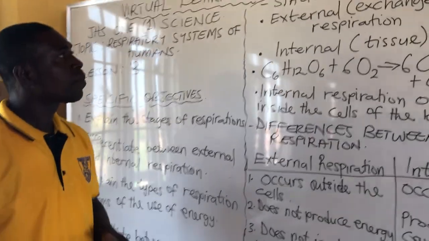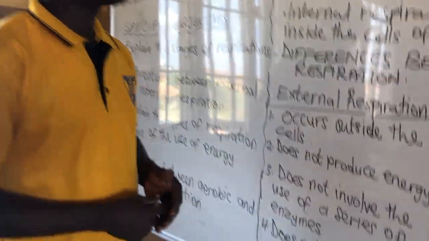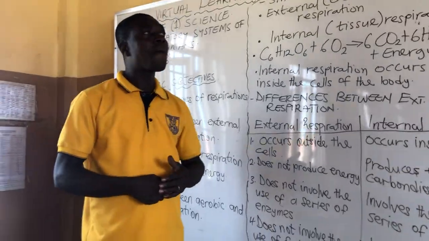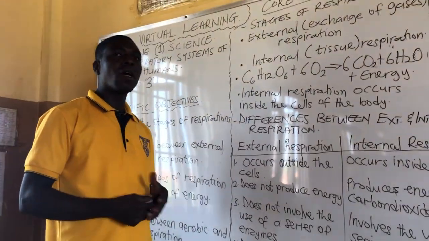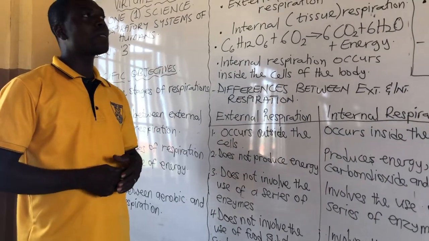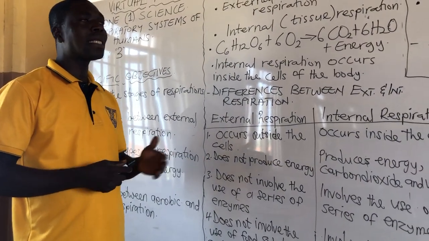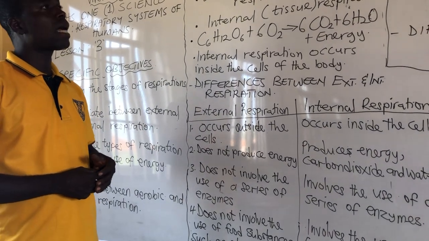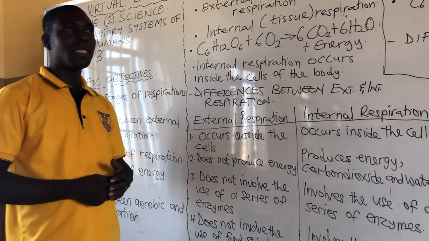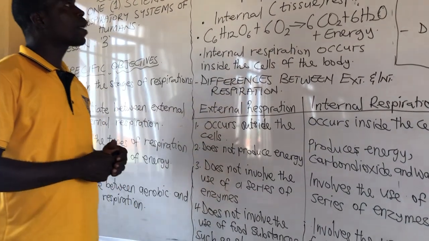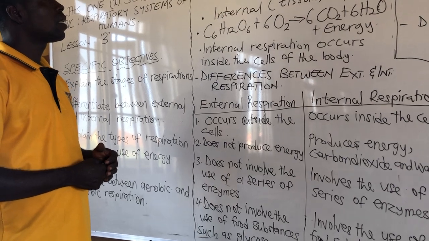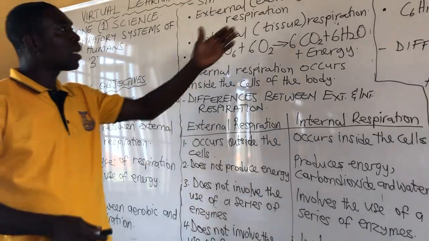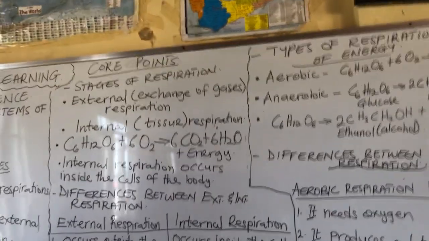Now to move on, you already know the meaning of respiration. Respiration is the intake of air or oxygen into the body of living organisms to break down food substances such as glucose or starchy food in order to release out carbon dioxide, water, and energy. But today we are looking at the following stages of respiration. We are looking at the external or exchange of gases respiration.